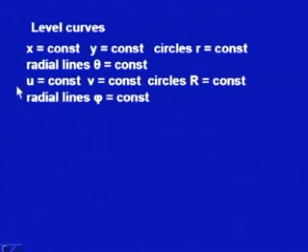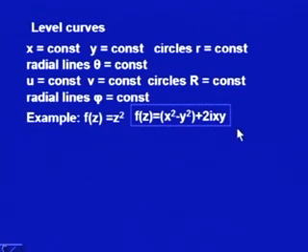Similarly, we can talk about level curves in the W plane, that is, what is the curve for which u is equal to constant is an image, v is equal to constant is an image, or what are the curves in the z plane that will map to circles in the W plane, or circles r is equal to constant, or what are the curves in the z plane that will map to radial lines phi is equal to constant in the W plane. So, for this, let us take an example.